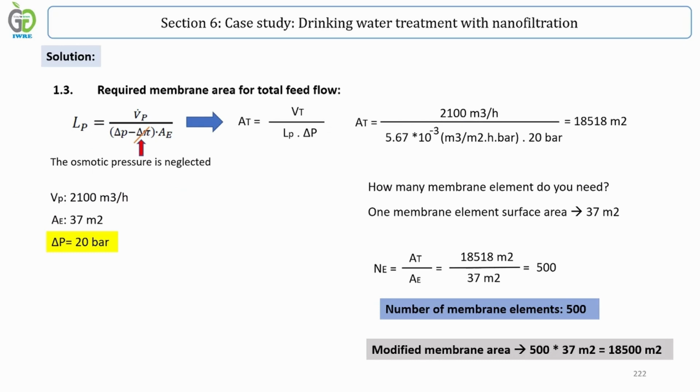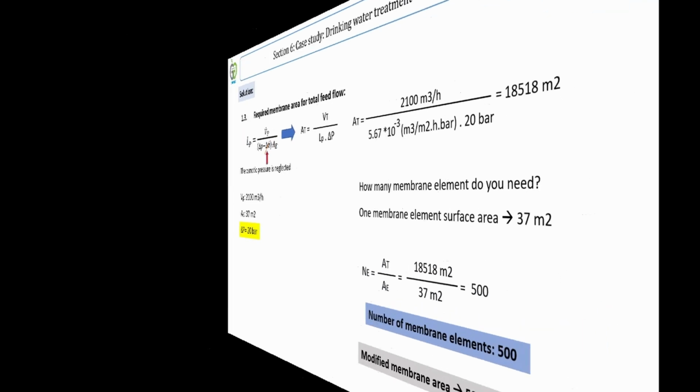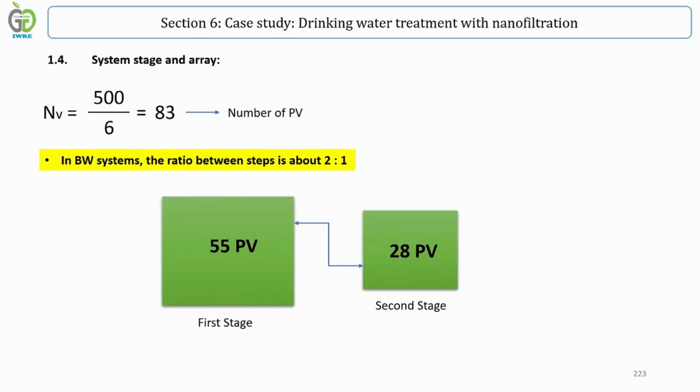As you can see, after modification of membrane area, 18,500 square meter is the required membrane area for the total feed flow. Accordingly, the number of membrane elements has been calculated as 500. For this case study, based on 500 membrane elements and 6 elements per vessel, 83 pressure vessels in 2 stages are calculated, in which 55 pressure vessels are for the first stage and 28 pressure vessels for the second stage, as you can see.